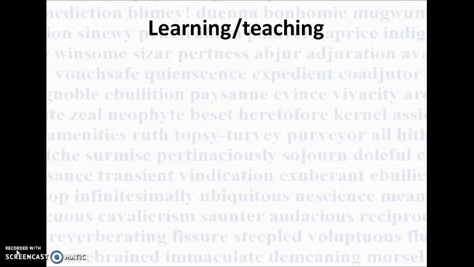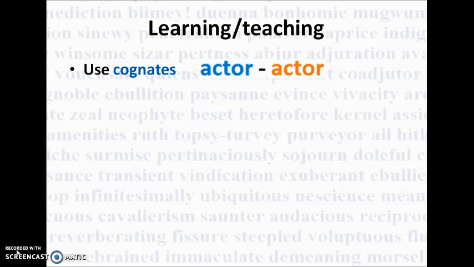First of all, make use of cognates. Cognates are the words with same meaning that are very similar in form in both languages. For example, actor in Spanish and actor in English. Find out the similarities between your language and the new one. You will probably realize that you actually know a lot more than you thought.